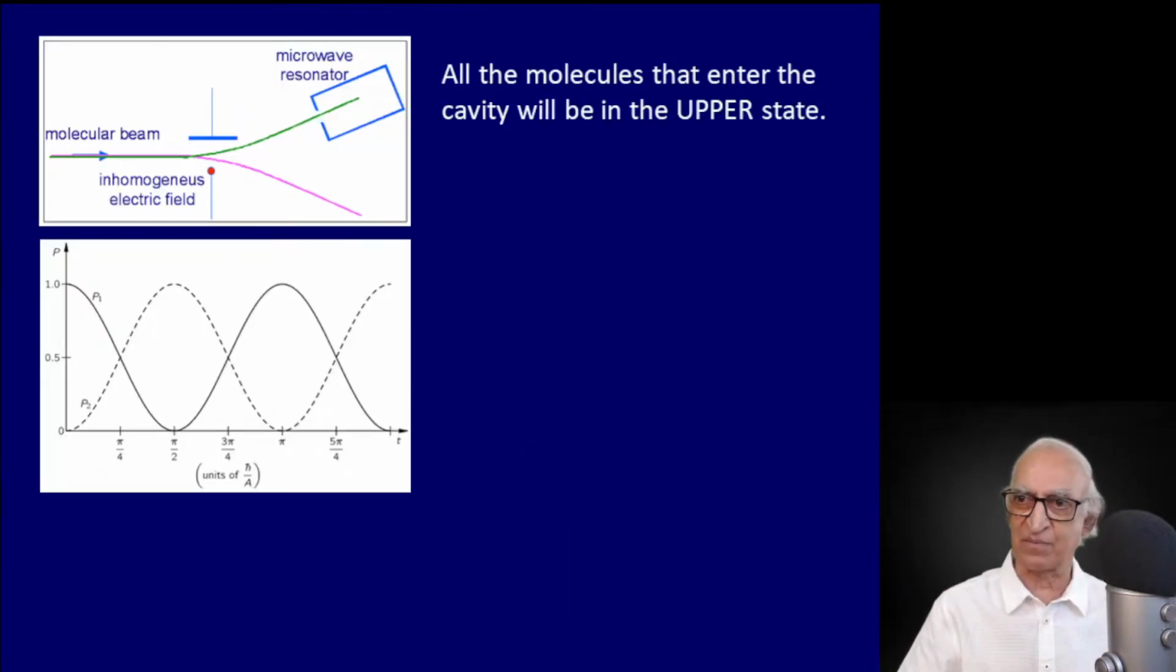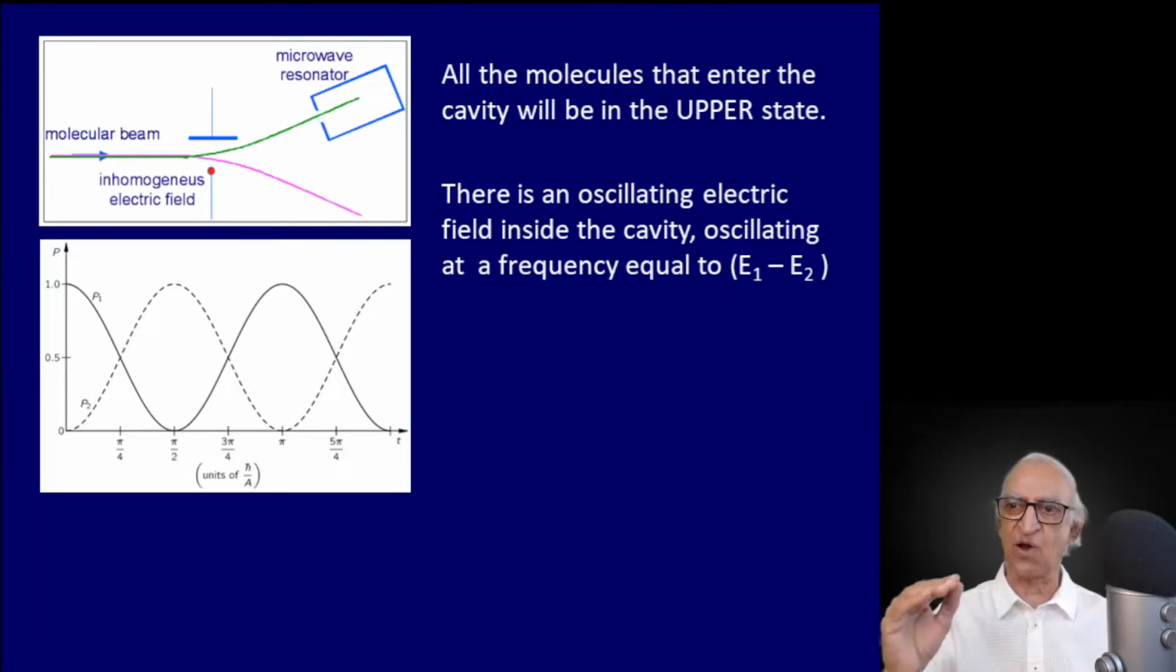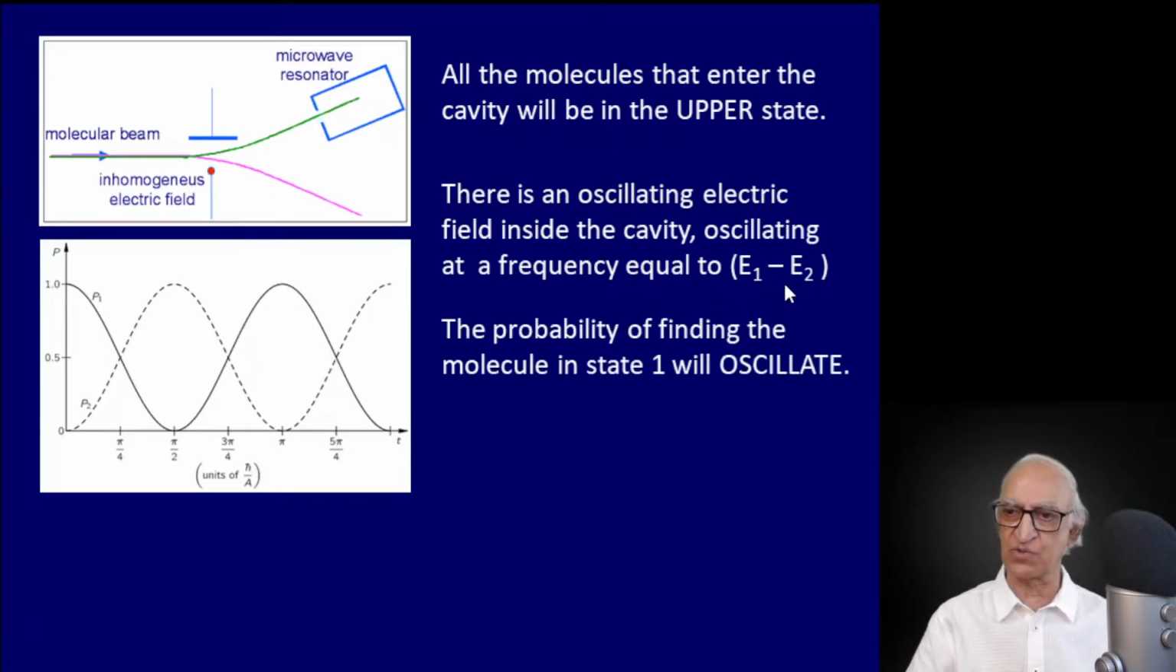Now, let's repeat this, summarize it. All the molecules that enter into this cavity are in the upper state. There is an oscillating electric field inside the cavity. The frequency corresponds to E1 minus E2. The probability of finding the molecule in state 1 will oscillate, as shown in this diagram.